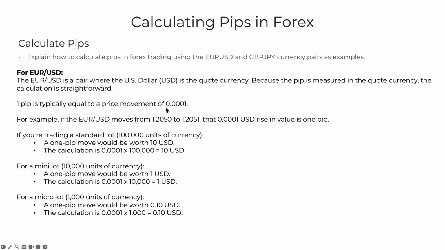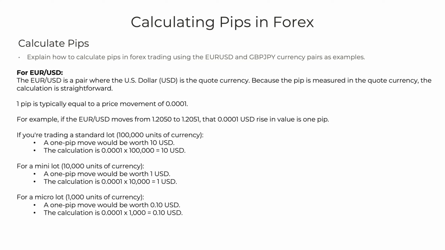So 1 pip in USD is typically equal to a price movement of 0.0001. When you see the quote of this pair, we just need to know what the movement of pips is, up or down. So this is 1 pip. The fourth number past the decimal is your pip count, the smallest movement in foreign exchange. If this would move up to, let's say, 2, that would be 2 pips. Now something to blow some of your minds: you knew how to calculate pips, but you didn't know where the number came from.